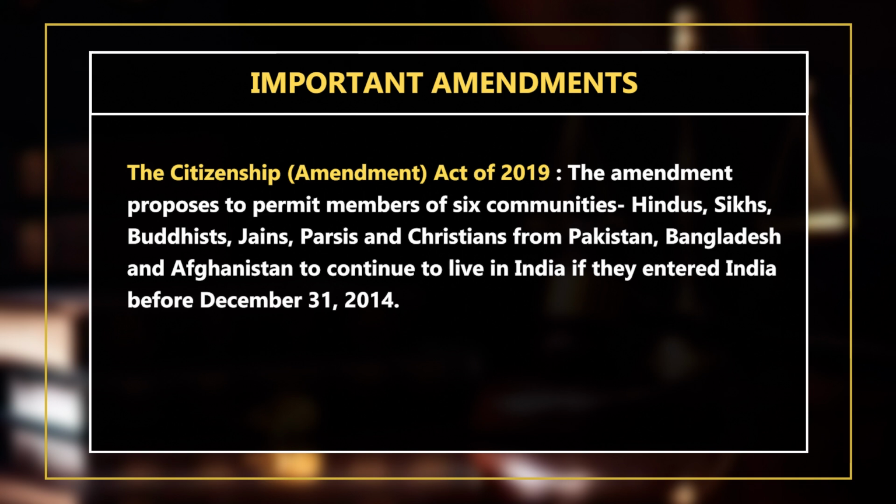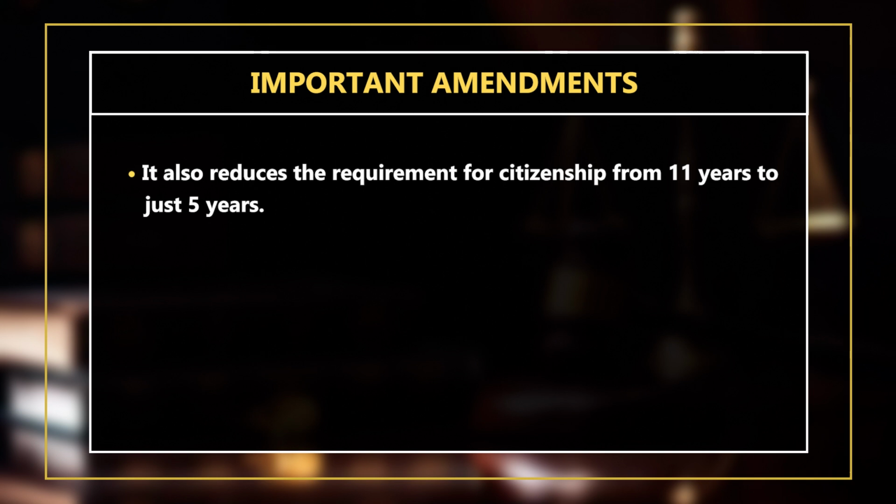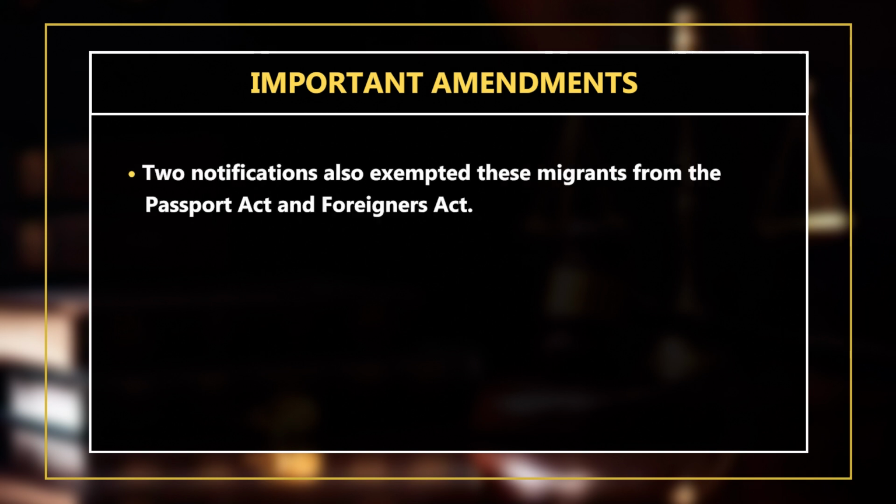Next, coming to the most important and the latest amendment, that is the Citizenship Amendment Act of 2019. The amendment proposes to permit members of 6 communities: Hindus, Sikhs, Buddhists, Jains, Parsis and Christians from the countries of Pakistan, Bangladesh and Afghanistan to continue to live in India if they entered India before 31st December 2014. It also reduces the residency requirement for citizenship from 11 years to just 5 years. 2 notifications also exempted these migrants from the Passport Act and Foreigners Act.